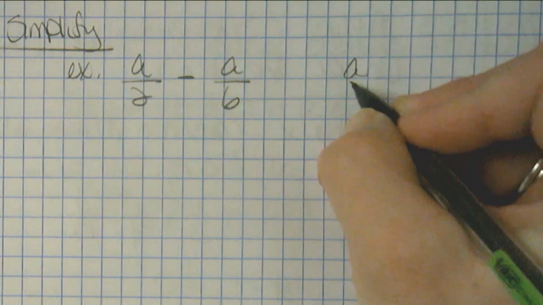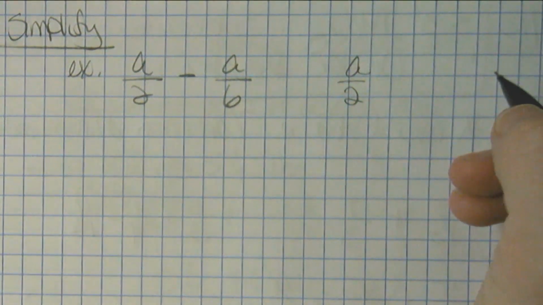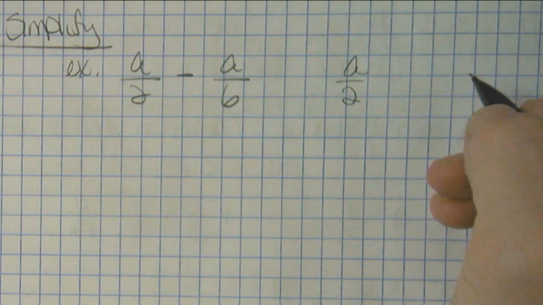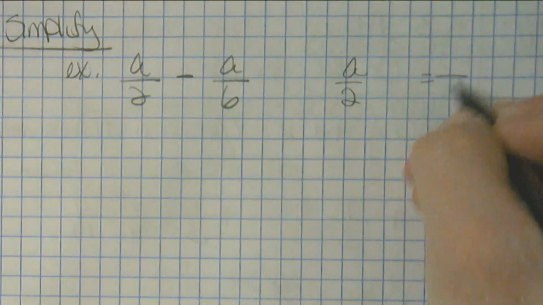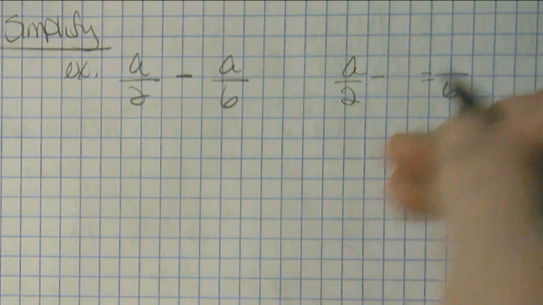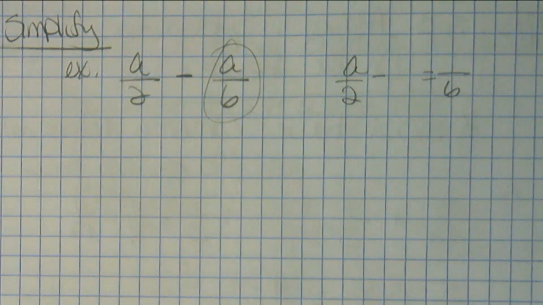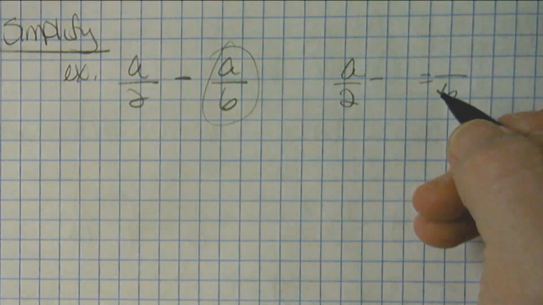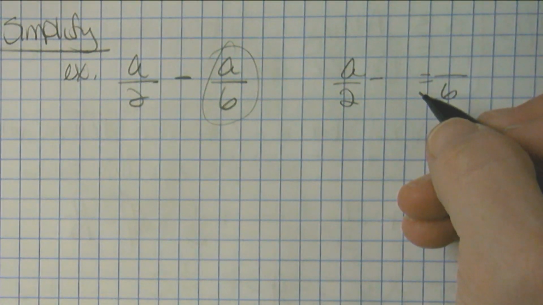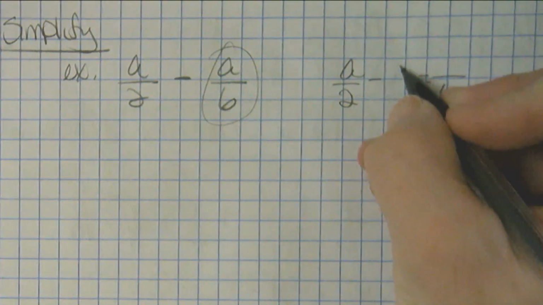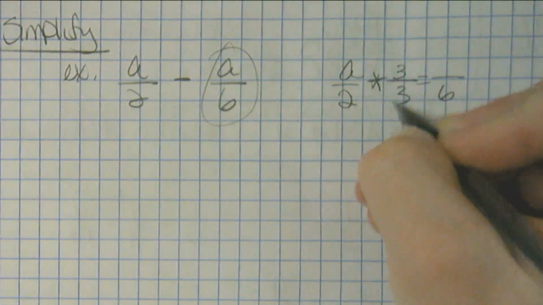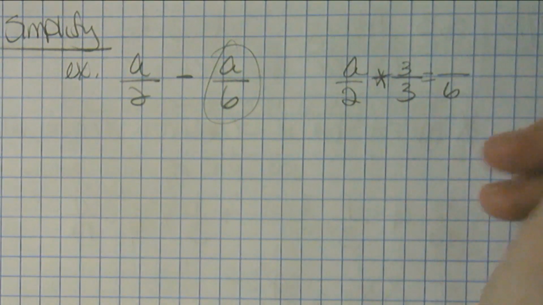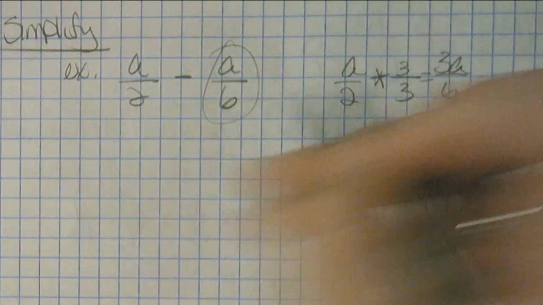What common denominator would I use here to subtract these, Brendan? Yeah. So I really only need to change that one fraction. So I can leave that one alone. What do I have to multiply a over 2 by to get an equivalent fraction with 6 as my denominator? Not 3. How about 3 over 3? Yep, so 3 over 3. When I do that, what's my new fraction, Brendan? Excellent, 3a over 6.